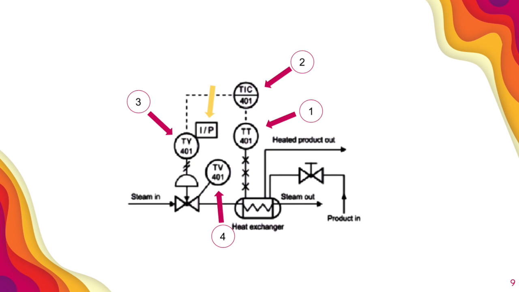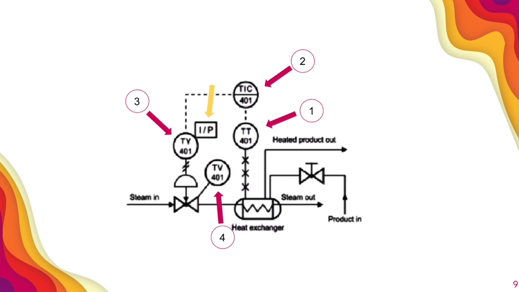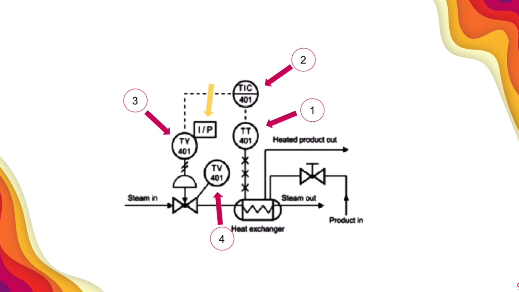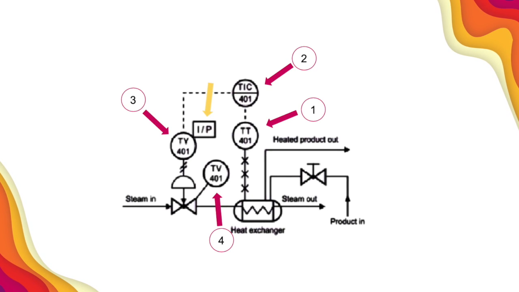The first letter stands for the measured or initiating variable. In this particular case, all of them begin with the letter T, which means the variable they are measuring is temperature. The succeeding letters indicate the function of the device. Beginning with the instrument marked with the number 1, it is possible to observe that the succeeding letter is another T, which means it is a transmitter. Having a circle without a line in the middle means the instrument is locally or field mounted.